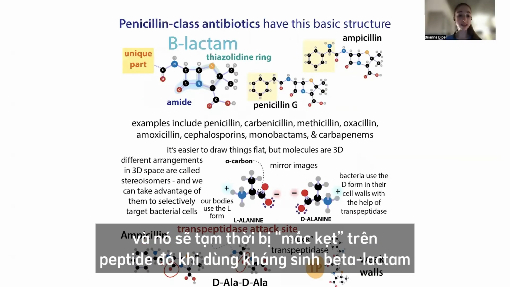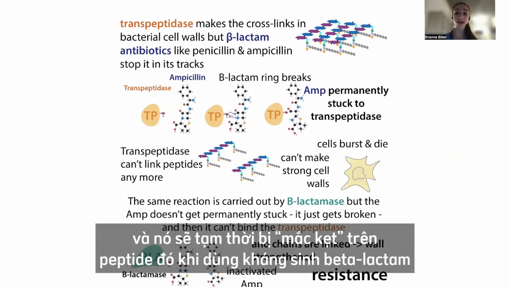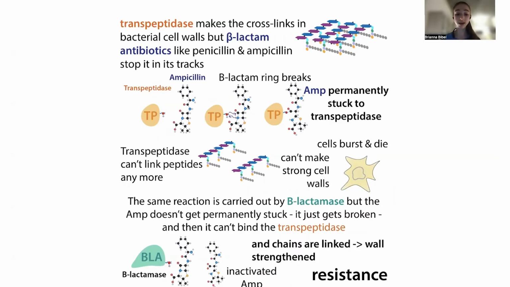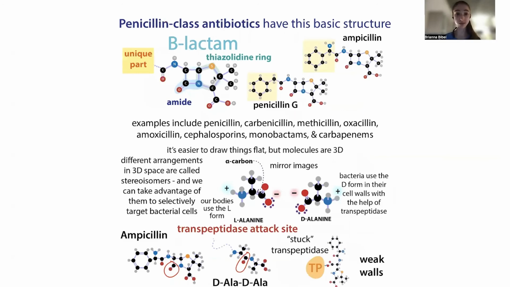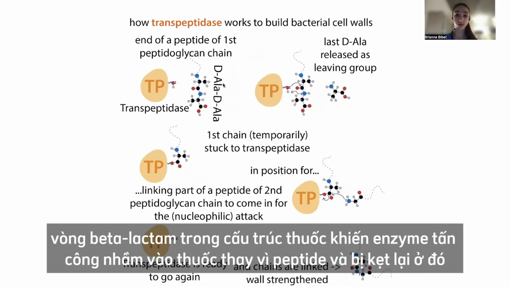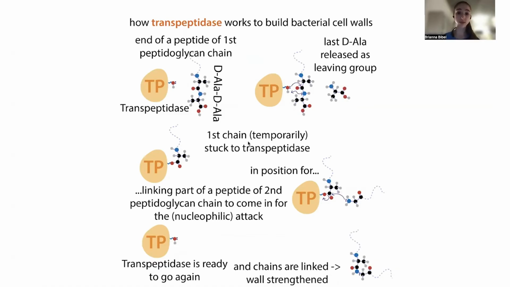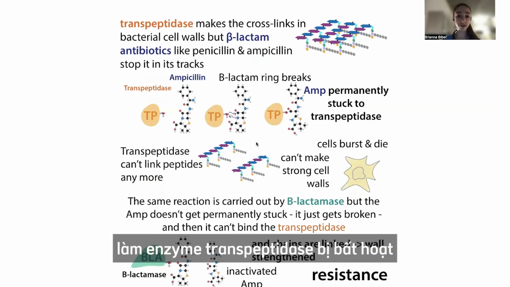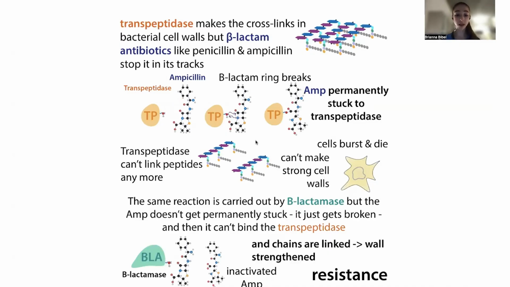What happens is that if we use a beta-lactam antibiotic, where that beta-lactam refers to this ring structure, the transpeptidase goes and attacks one of the peptides in order to try to link it to the other. But instead of doing a pass off, it gets stuck on that first peptide, and this inactivates the transpeptidase, so it can't make the strong cell walls.